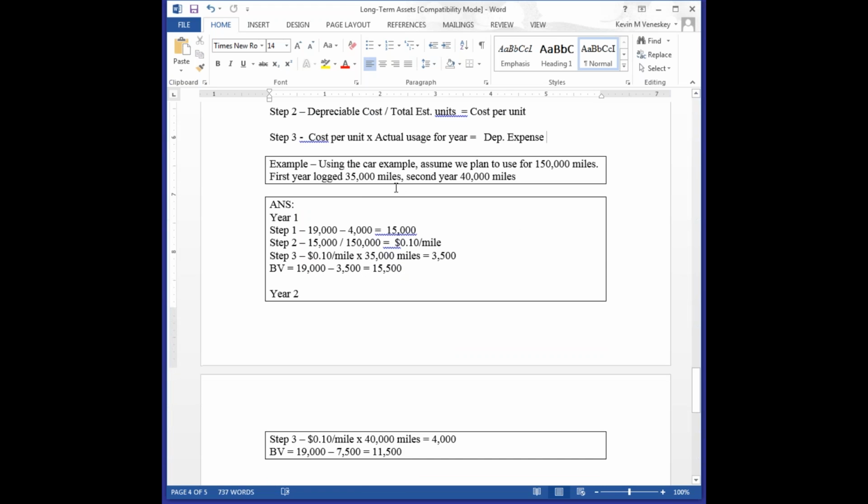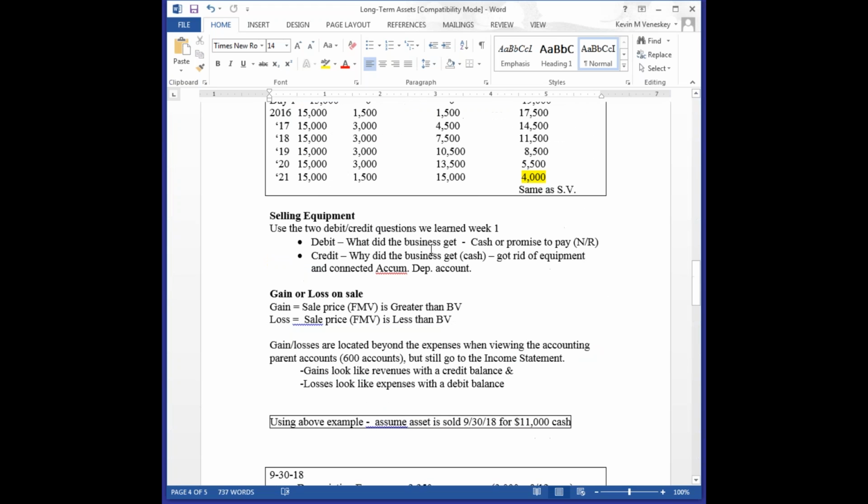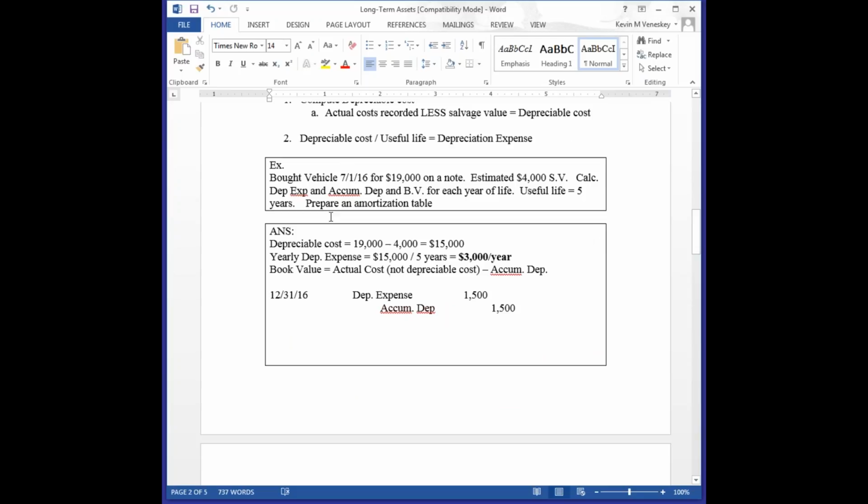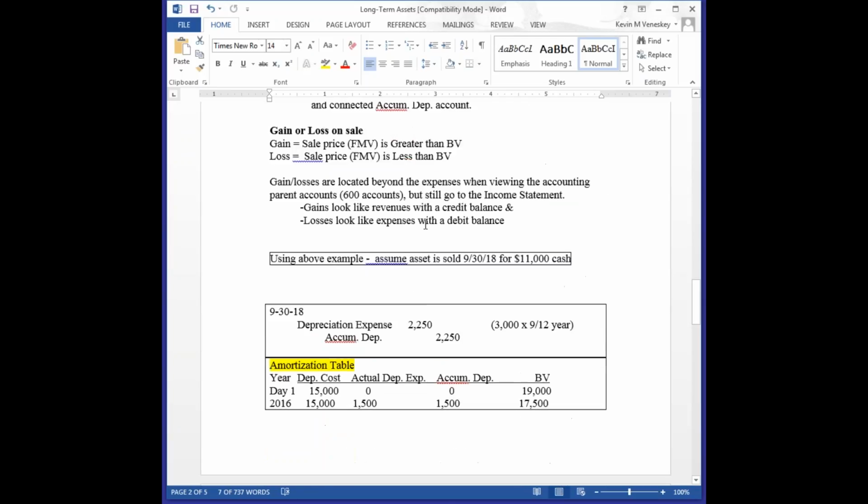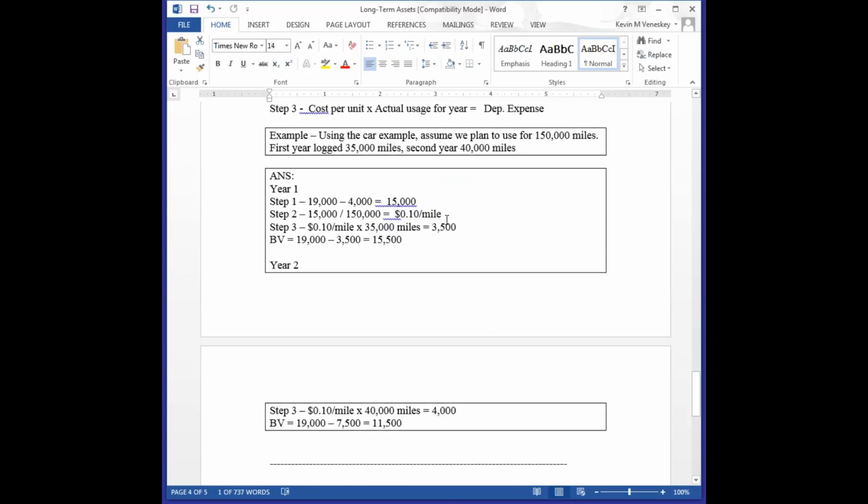So let's look at my example here. We're using the same thing as above, where I had this asset. I bought it for $19,000, salvage value of $4,000, and a useful life of 5 years. So I expect to sell it for $4,000. Now everything's the same, except now instead of the 10-year, I don't really care about years anymore. All I care about is usage.